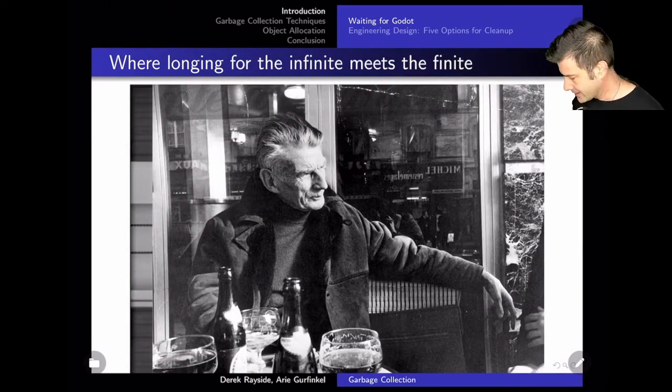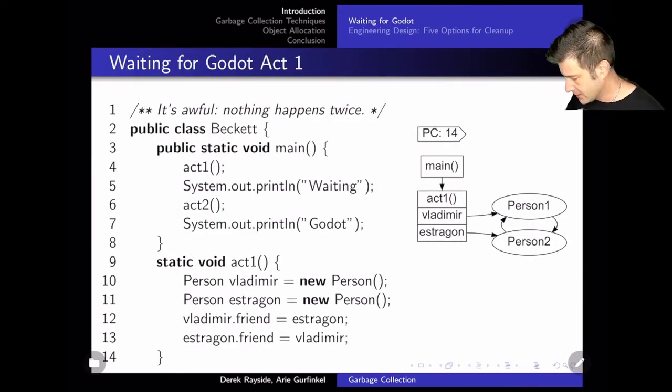I'm going to use an example from Beckett because it's fun. So there's a picture of Beckett. And if you don't know who Beckett is, you can look him up. Beckett had a play called Waiting for Godot, and this is what this example is modeling. We're going to draw our object diagrams to see what objects are available when, and how they should be removed from memory.